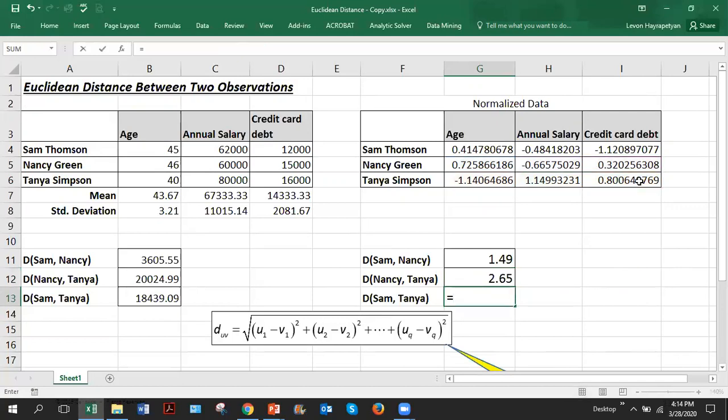And finally, between Sam and Tanya, which means I will use this observation and this observation. So the formula will be equals SQRT, difference between ages for Sam and Tanya, minus this squared, plus difference between salaries squared, plus difference between credit card debts.